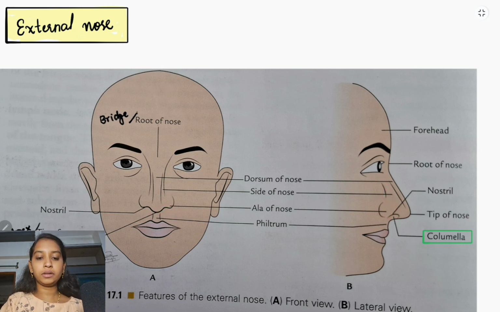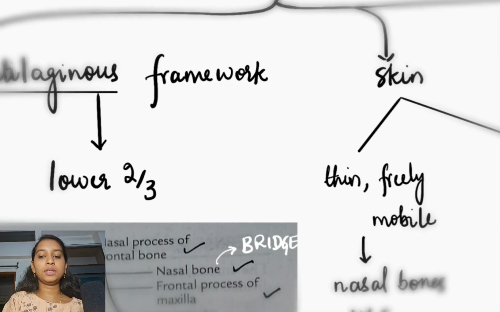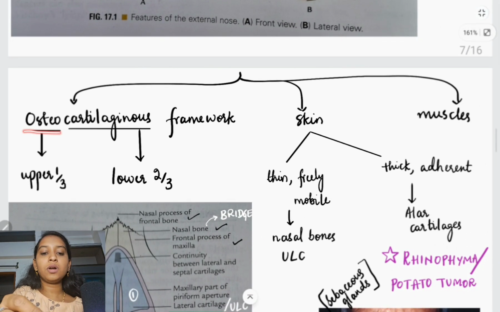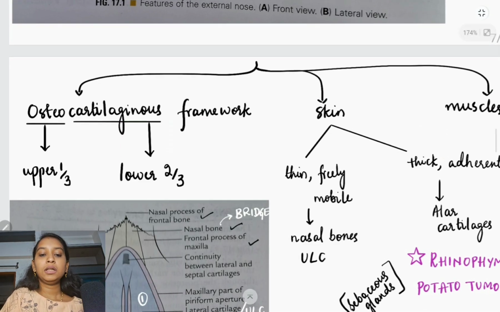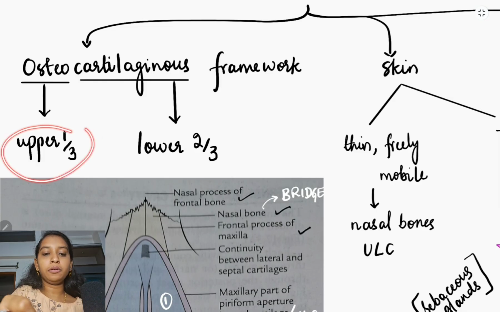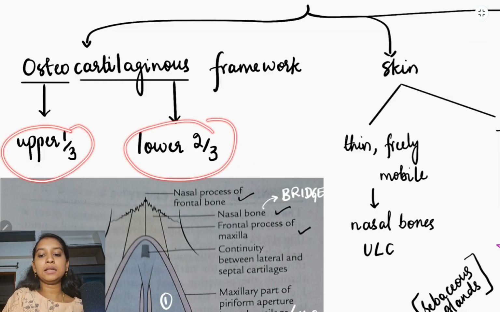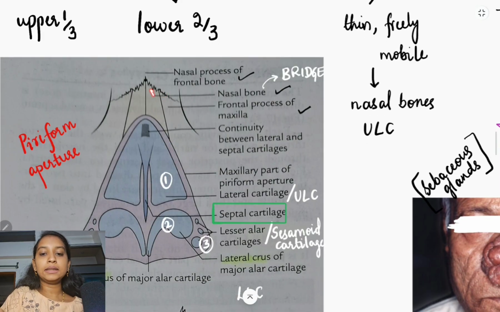We all know that. Next, coming to the anatomy of the external nose, it has an osteocartilaginous framework that is covered by skin and muscles. The osteocartilaginous framework is made up of bones in the upper one third and cartilages in the lower two thirds. The bones present are the nasal bone, frontal process of maxilla, and the nasal process of frontal bone. The cartilages are as follows.